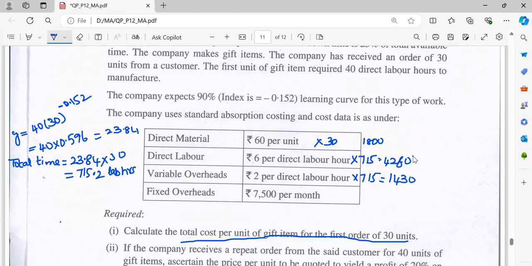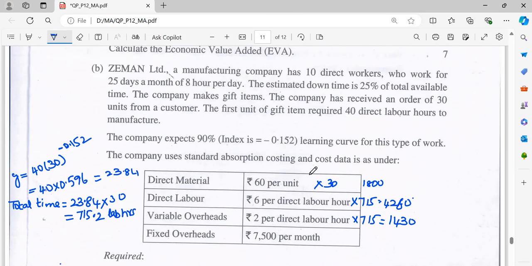So and fixed overheads is 7500. So here we need to calculate again. So fixed overhead is 7500 per month altogether for all the units. But here we need to calculate what is the fixed overhead for particular 30 units, right? So we need to calculate again here. So let us assume they have given 25 days and 8 hours per day. So 10 direct workers they have given.